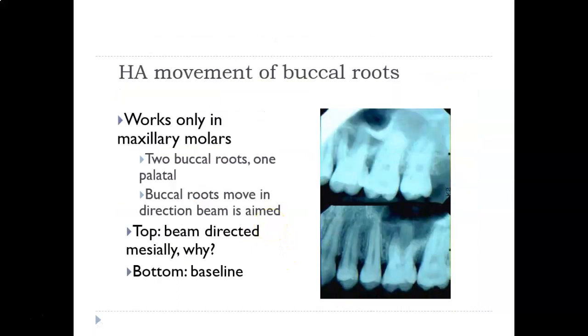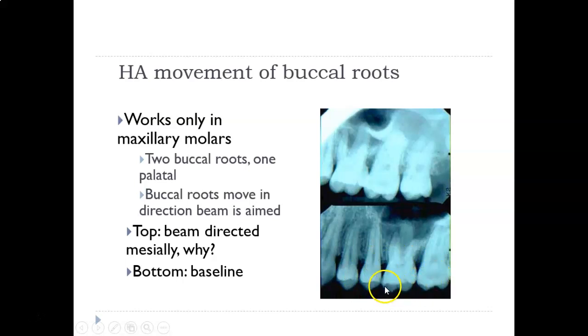Okay, so we can look at another one here. Horizontal angulation movement of the buccal roots. If we take this film, this works only in maxillary molars: 2 buccal roots, 1 palatal. Here we have the buccal roots, and then we have the palatal root. We can also use the cusps as a guide. If this is our baseline image, because it looks more straight on and we can see through the contacts, we'll use this as our baseline.